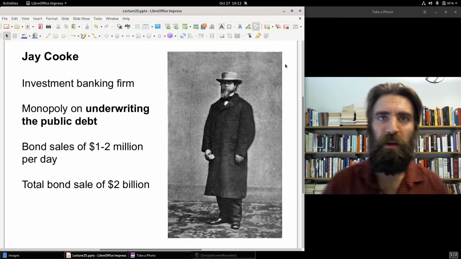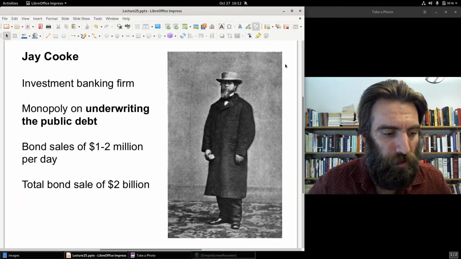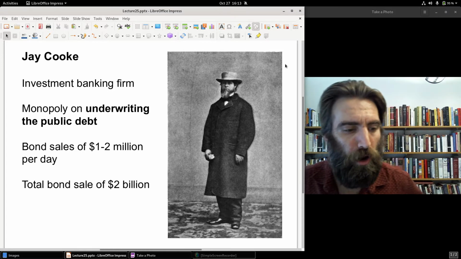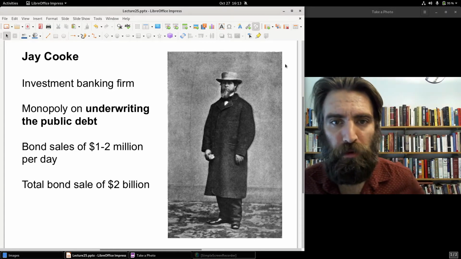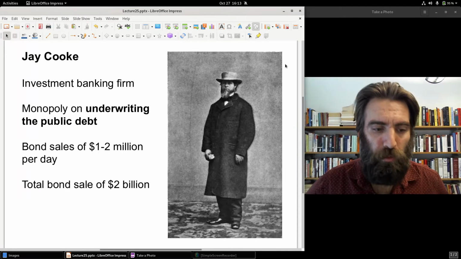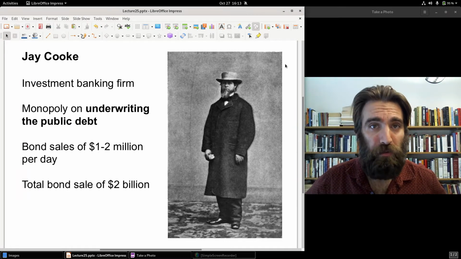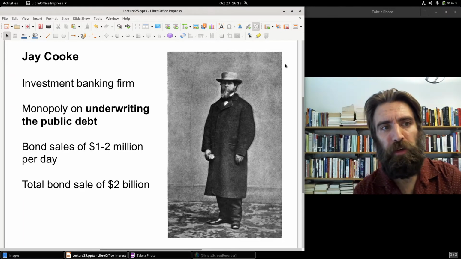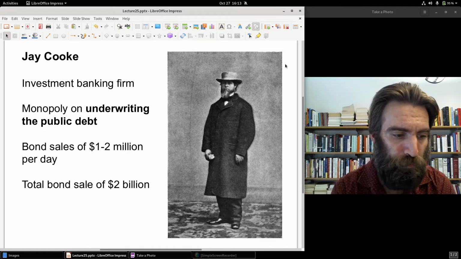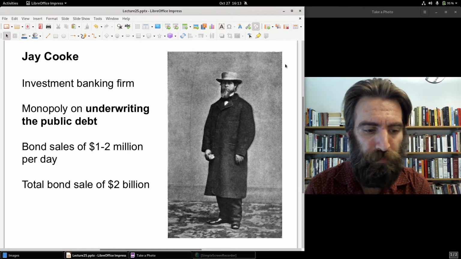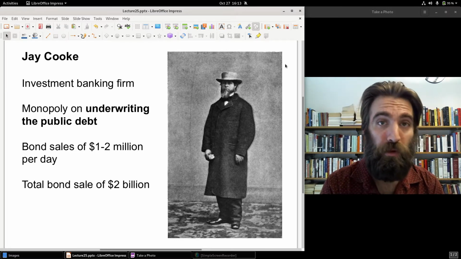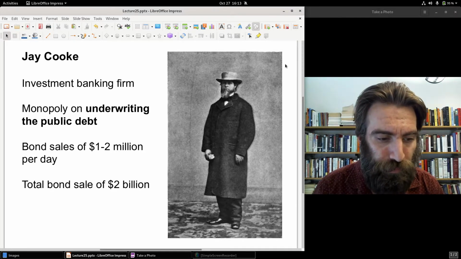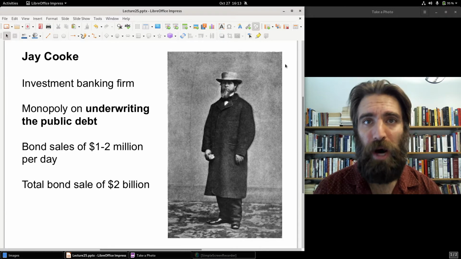Well, there was a man who emerged as the main bond salesman during this period, and his name was Jay Cooke. Jay Cooke was born in Ohio, and when he was 18 years old, he joined a Philadelphia investment banking firm and worked as a clerk. Worked there for a few years. Then at age 36, he returned to Ohio and began his own investment banking firm, investing in canal and railroad projects.